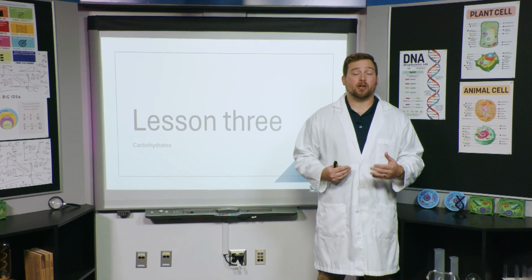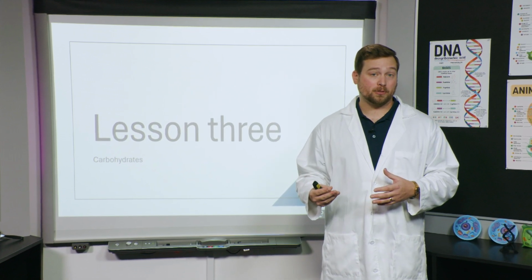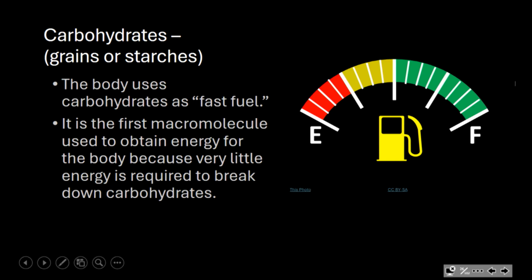So today we're really talking about carbohydrates, which is one example of macromolecules. Okay, so let's go ahead and hop into it and see what we're talking about. So remember, carbohydrates are made up of grains or starches. If it's coming from a plant, it's probably a carbohydrate. Carbohydrates are very important because they are the fast fuel for your body. Your body mostly runs off of carbohydrates, okay?